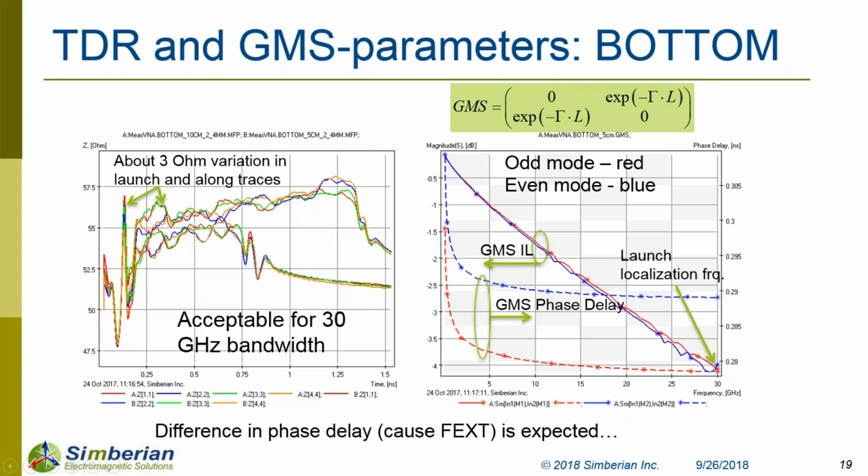And in this case, we see up to 30 gigahertz we have really good generalized modal S parameters. And also we can see that we have a phase delay difference between the even and odd modes, and we expect this will cause far end crosstalk in the microstrips.